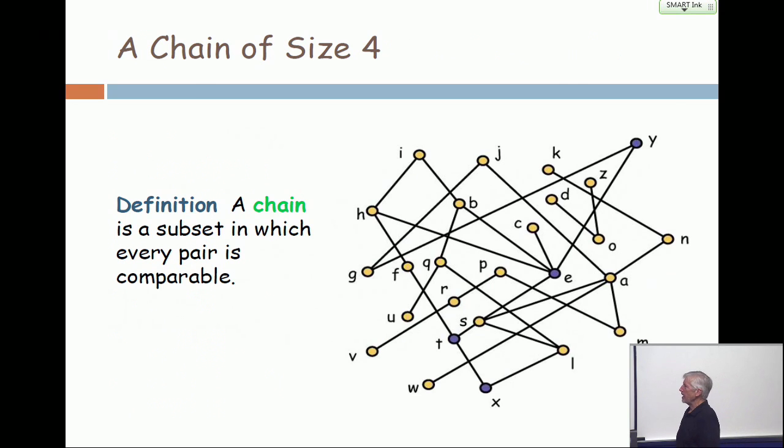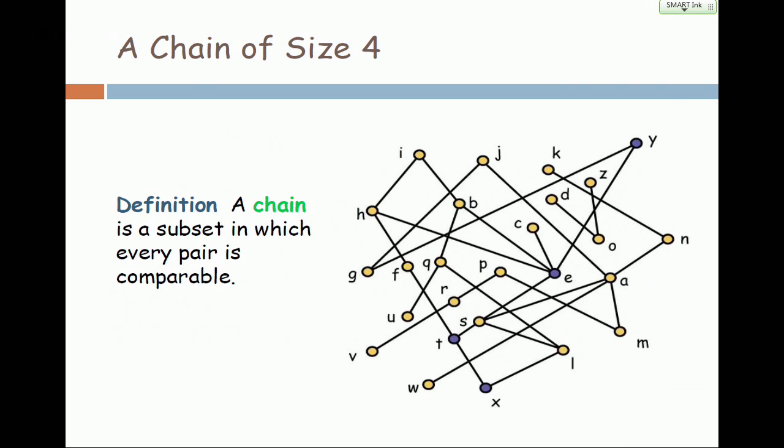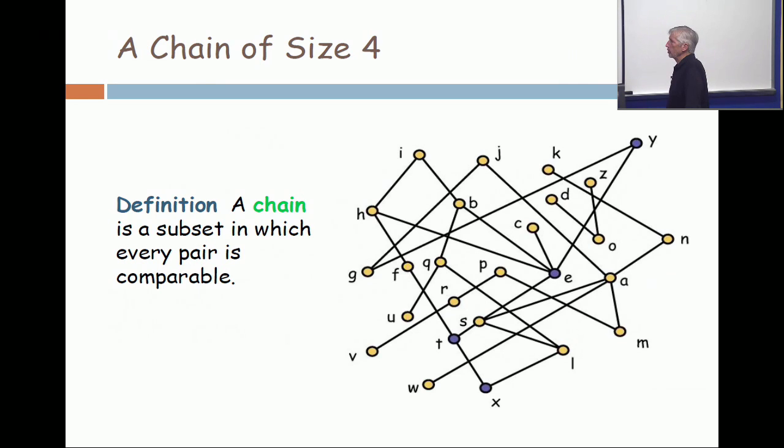Now, chains and anti-chains. A chain is a subset of a poset in which every pair is comparable. Look at the blue points. The blue points are X, T, E, and Y. And I ask you, is it the case that every pair of points, there are 4 points, so there's 4 choose 2, 6 pairs, is every pair of blue points a comparable pair? Yes, it is. And so that's what's meant by a chain.